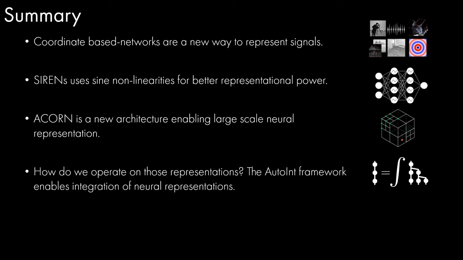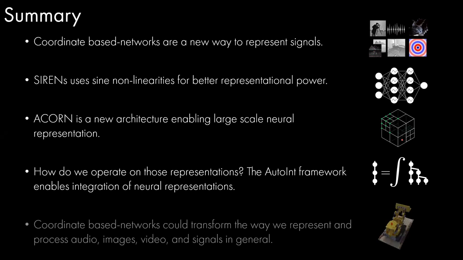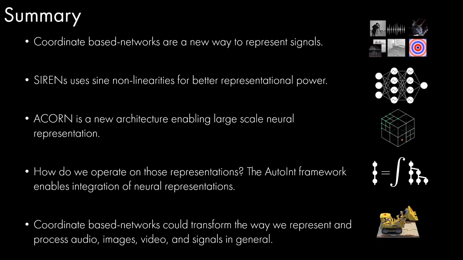And finally, we talked about automatic integration, or AutoInt, which goes into this idea of how we can actually apply mathematical operations to signals represented by neural networks. And it turns out that integration is a really natural operation to perform with neural representations and neural networks, and allows us to integrate neural representations. So in summary, coordinate-based networks, I think, are a new and exciting way to represent signals, and perhaps we'll see these more broadly as a general purpose signal representation, maybe similar to how we use vectors or arrays, but maybe specialized to particular applications, I think remains to be seen.